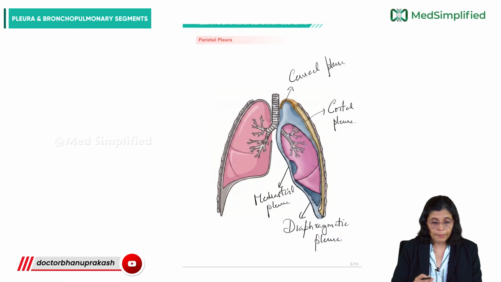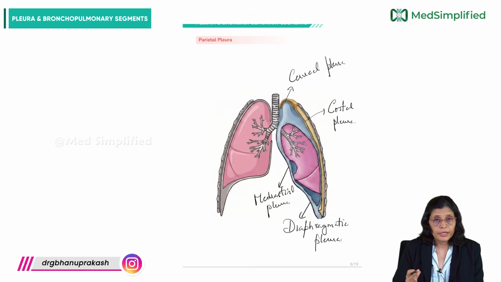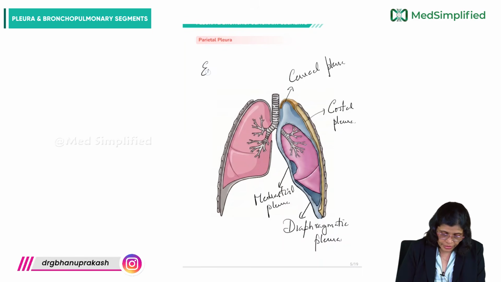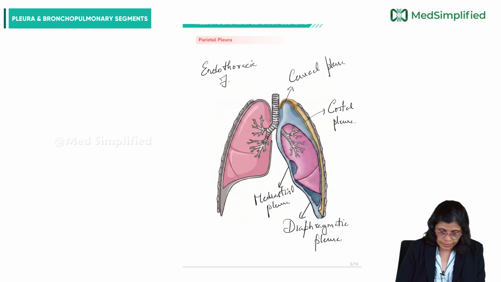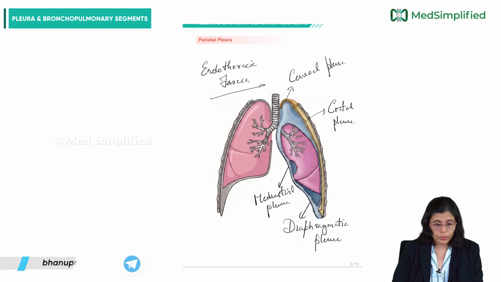The costal pleura lines the inner surface of the thoracic wall and it is attached to this thoracic wall by loose areolar tissue, which we call the endothoracic fascia. So the costal pleura is loosely attached to the thoracic wall by the endothoracic fascia, which is loose areolar tissue basically. And then we have the diaphragmatic pleura, which covers the superior surface of the diaphragm, and the mediastinal pleura covering the corresponding mediastinal surface, and it forms the lateral boundary there.